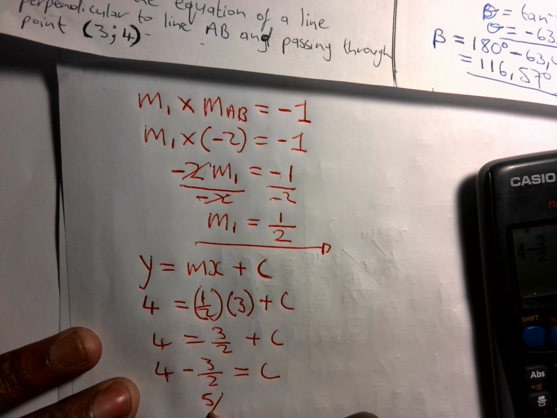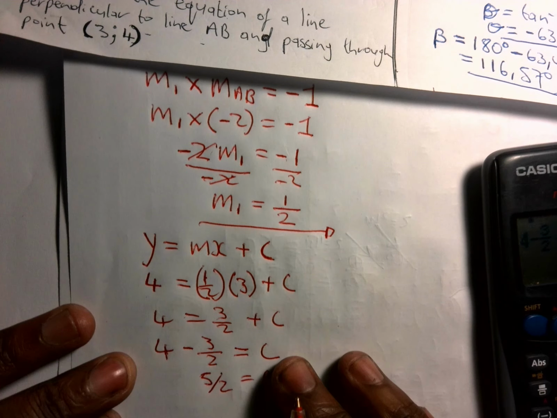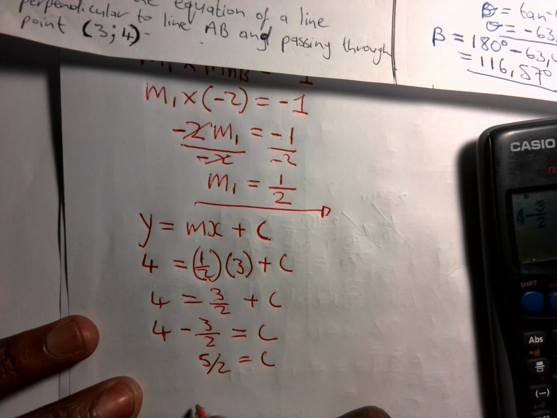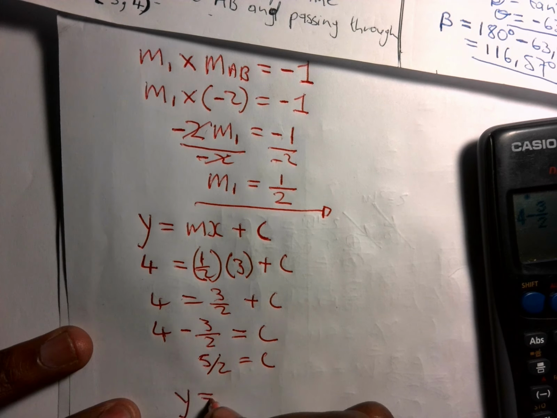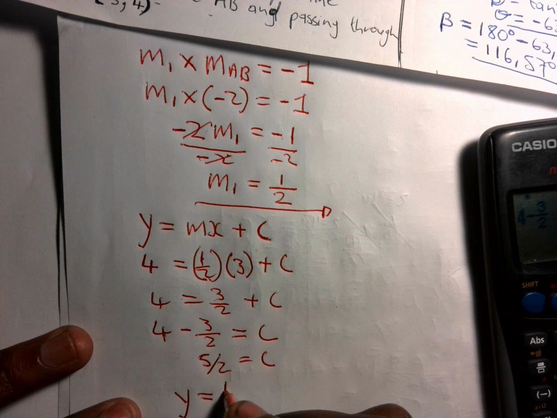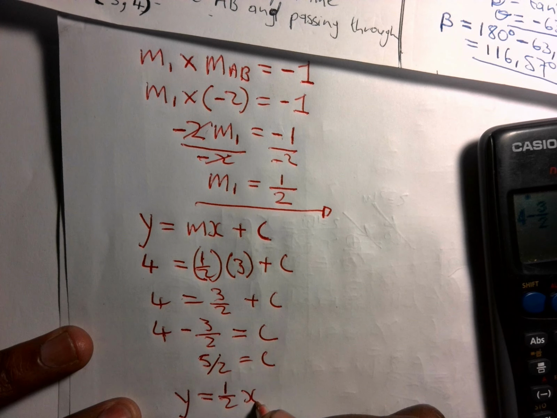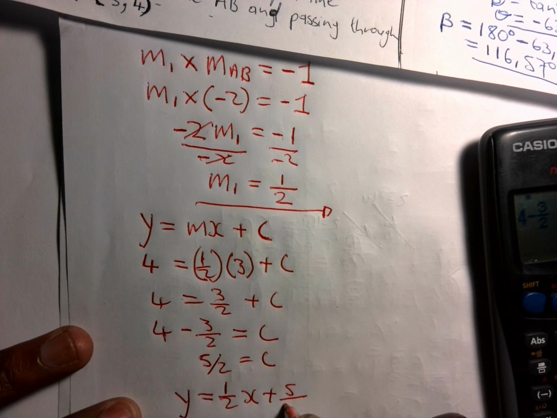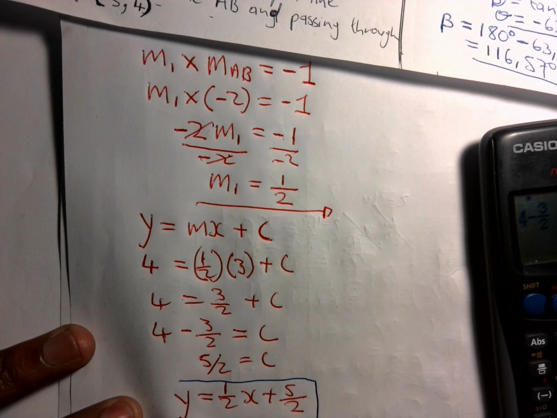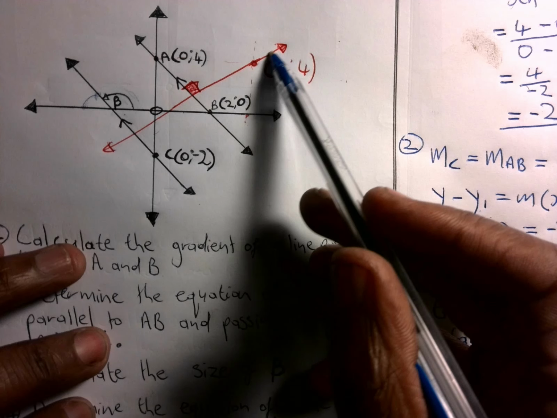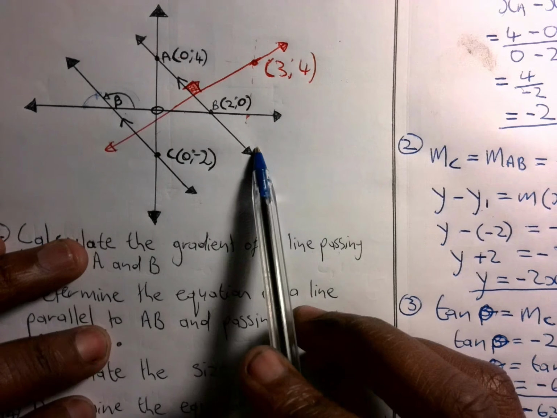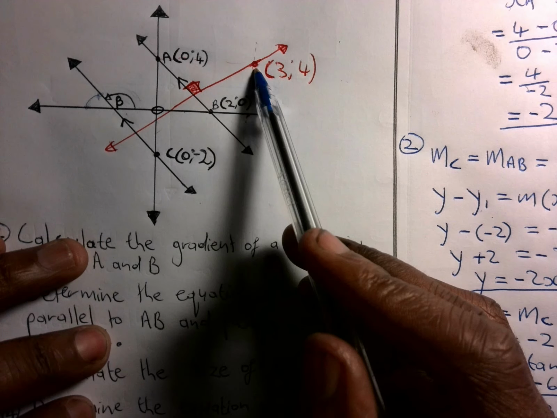So the equation is going to be y is equal to 1 over 2 x plus 5 over 2. This is going to be the equation of the line that is perpendicular to AB and is passing through the point (3, 4).